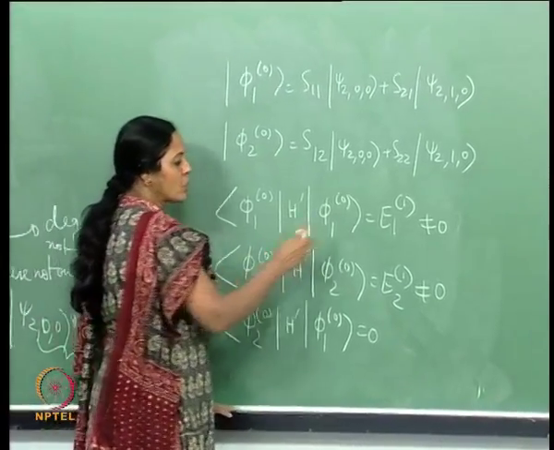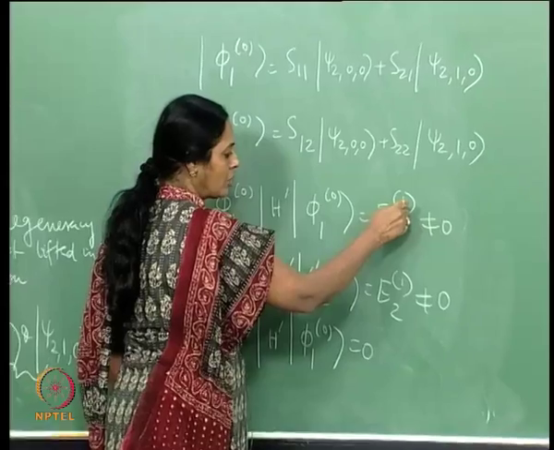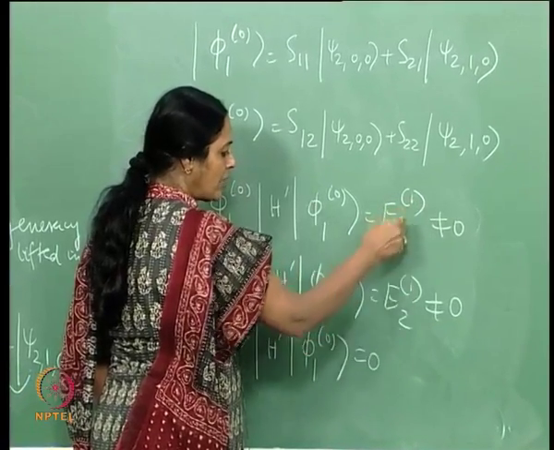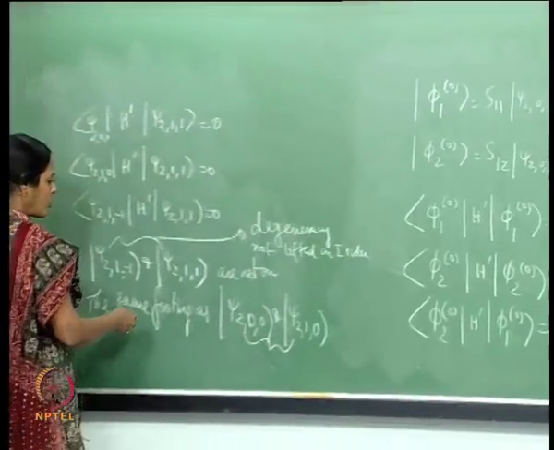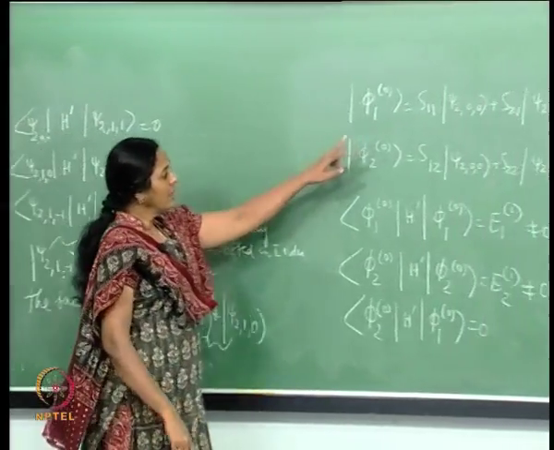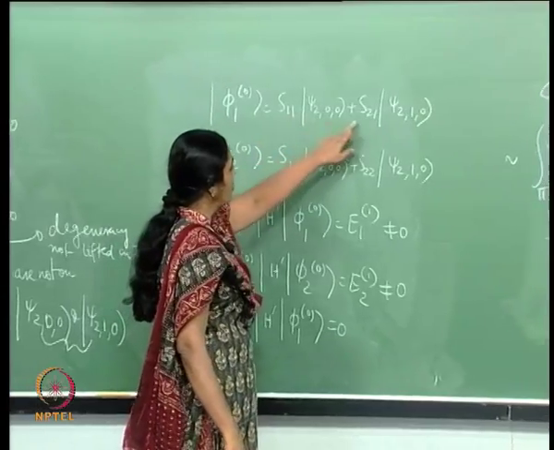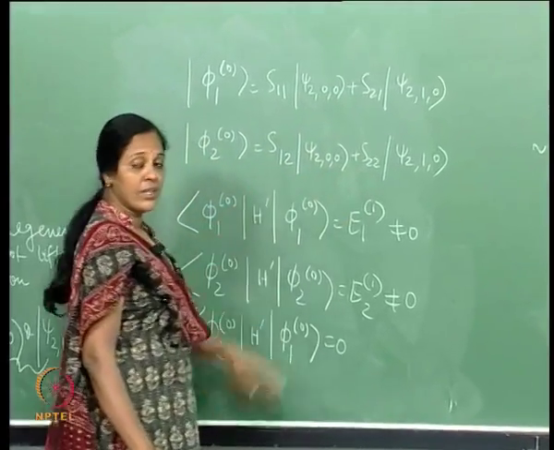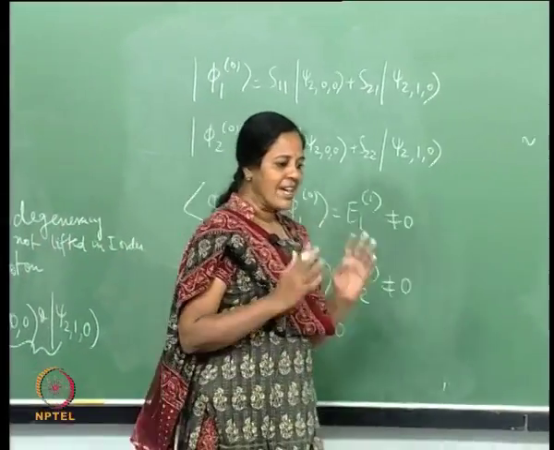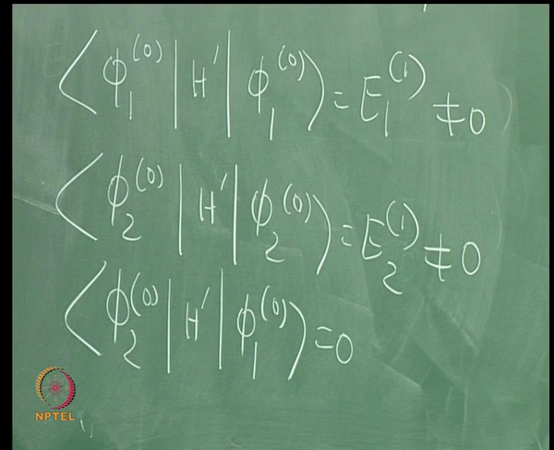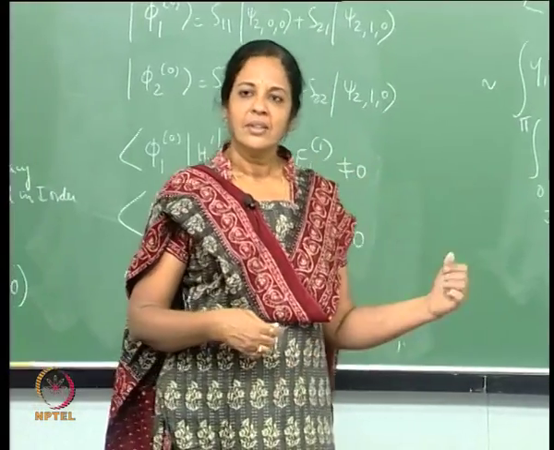The aim is to determine the first order contribution to the energy from both these states, as also the wave functions, which means we need to determine these coefficients S11, S21, S12 and S22. This is going to be done by diagonalizing H prime in the phi basis, finding the eigenvalues and the eigenvectors, a matter which I will discuss in further detail in the next lecture.